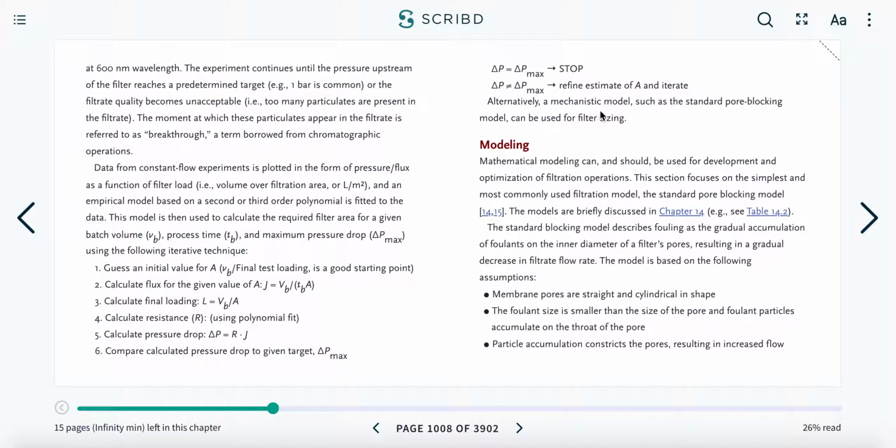Alternatively, a mechanistic model such as the standard pore blocking model can be used for filter sizing. Mathematical modeling can and should be used for development and optimization of filtration operations. This section focuses on the simplest and most commonly used filtration model.